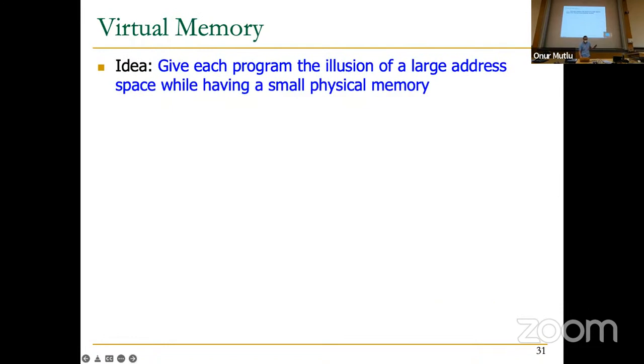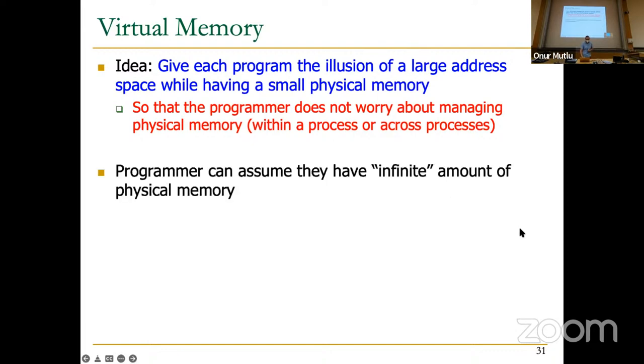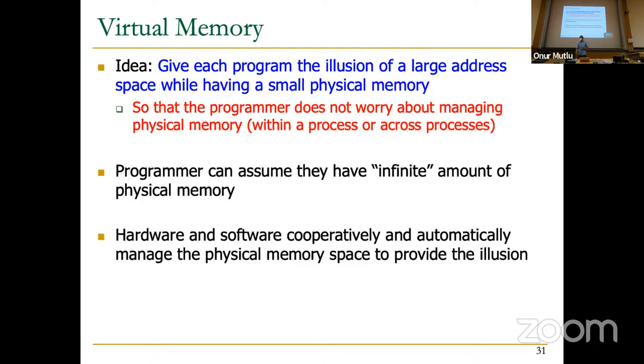It's written here. We kind of said that already, but give each program the illusion of a large address space while having a small or smaller physical memory, so that the programmer doesn't worry about managing physical memory within a process or across processes. Basically, all of the problems go away with that indirection. Now, the programmer can assume they have an infinite amount of physical memory, and the hardware and software cooperatively and automatically manage the physical memory space to provide this illusion.